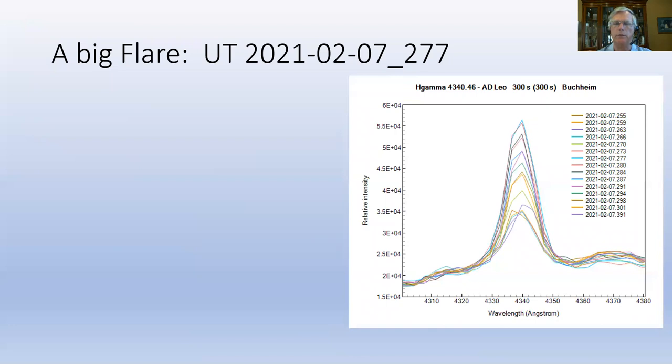Here's an example of what happens during a flare. The plot is intensity versus wavelength, zoomed in on the H gamma line. During quiescence, this line is in emission. As the flare begins, the emission flux rises and then falls. The entire sequence took about an hour.